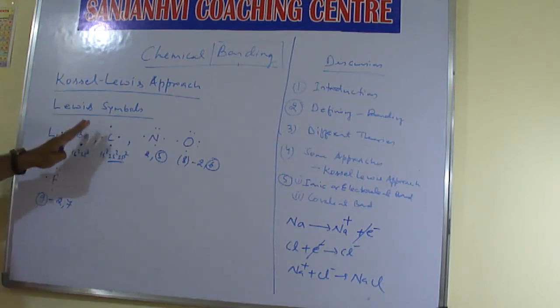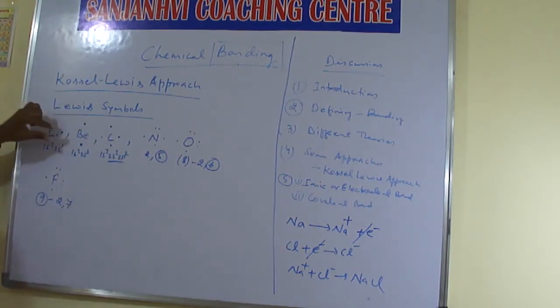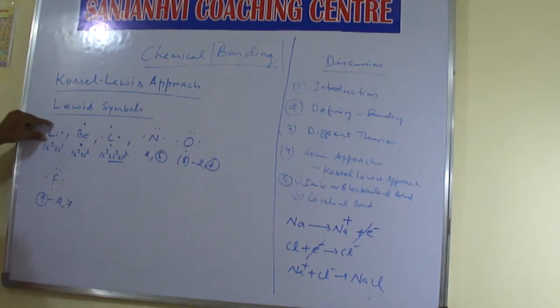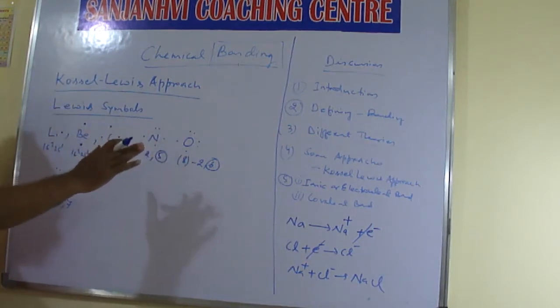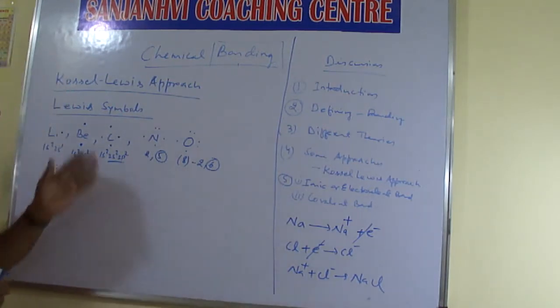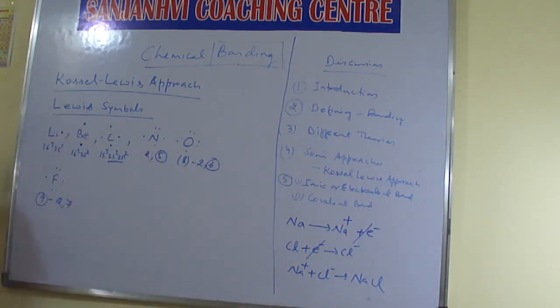So this is used as Lewis symbols. When dots are used to represent the valence shell, with the symbol of the element and the dots surrounding it, it is called a Lewis symbol. So Lewis symbols are used to represent the valence shell, and now we will discuss more how bond formation takes place. Please note it down.